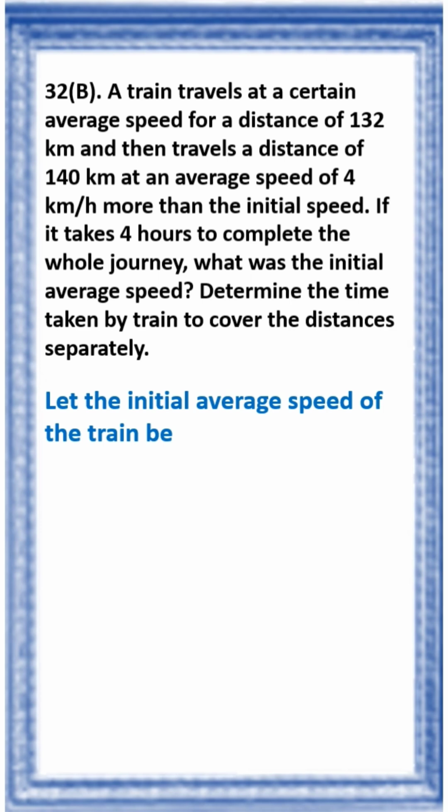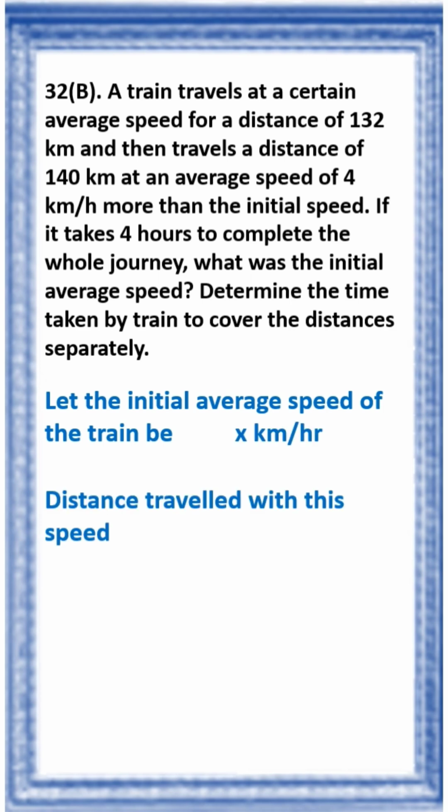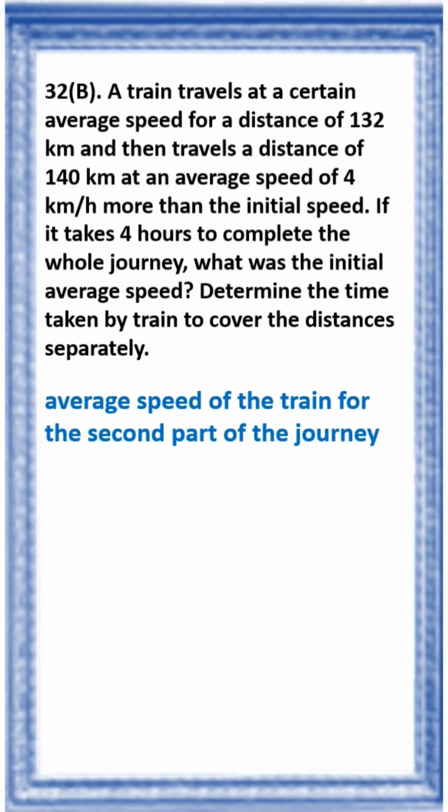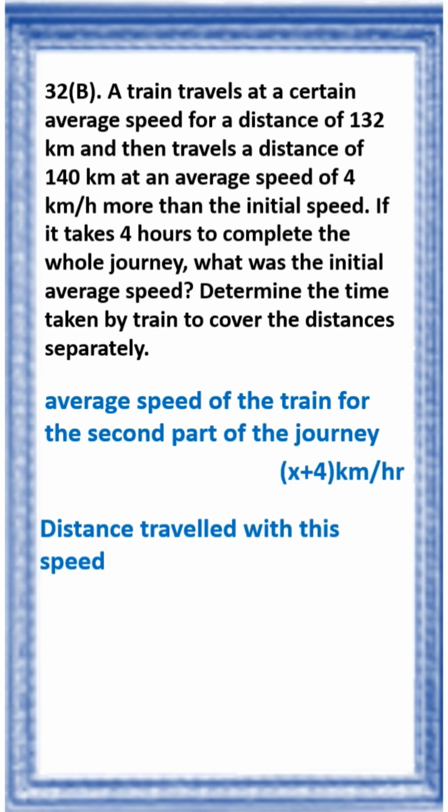Now let the initial speed of the train be x km per hour. Distance travelled with this speed is 132 km. So time taken is distance travelled by speed, that is 132 by x hours. Now it increased its speed by 4 km per hour more for the 140 km distance. So now the average speed of the train for the second part of the journey is x plus 4 km per hour. Distance travelled with this speed is 140 km. So time taken is 140 by x plus 4 hours.